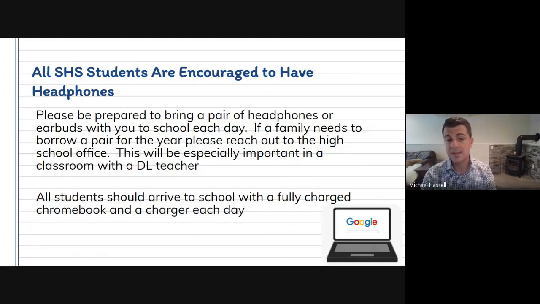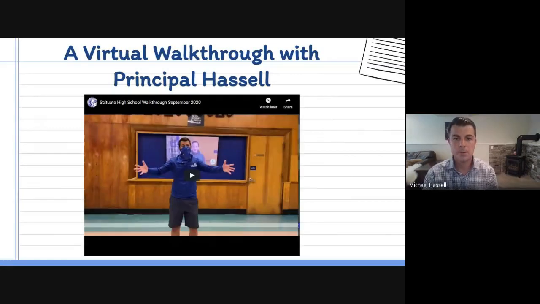And there might not be access where you're sitting next to a charger or an outlet. Again, we need to stay 6 feet apart from everybody, so we're really not going to have students moving around the room or standing in a different place. It's really important that students have a charged Chromebook when they arrive on the 14th. If you haven't had a chance to see my virtual walkthrough, make sure that you take a peek at that.